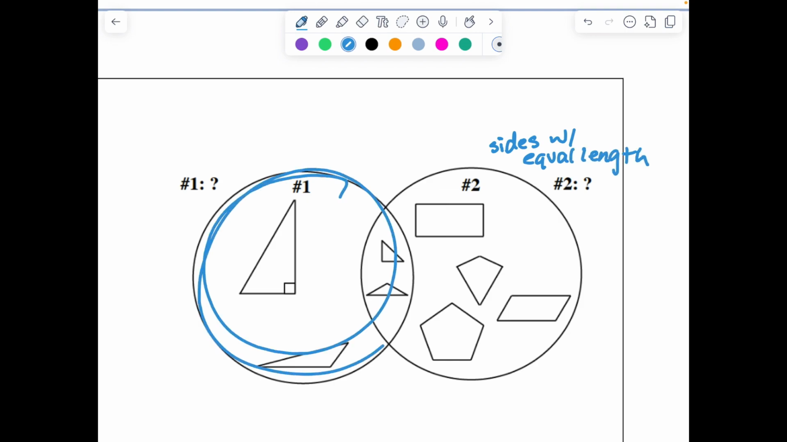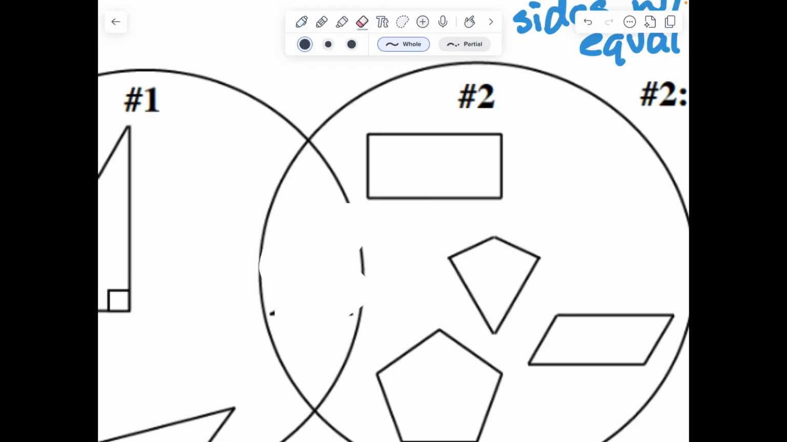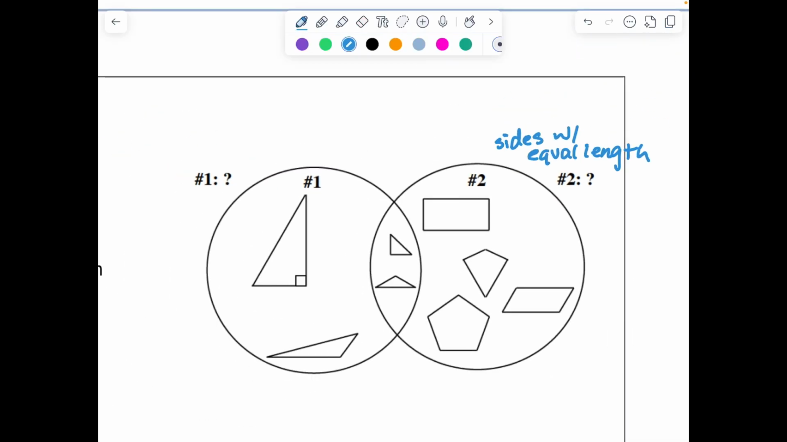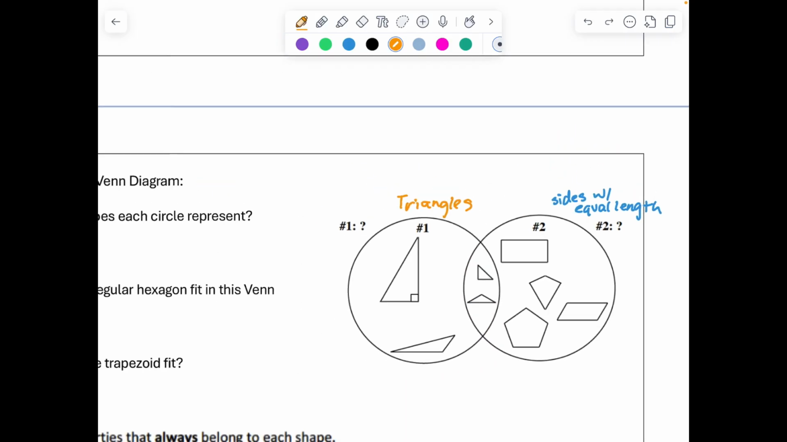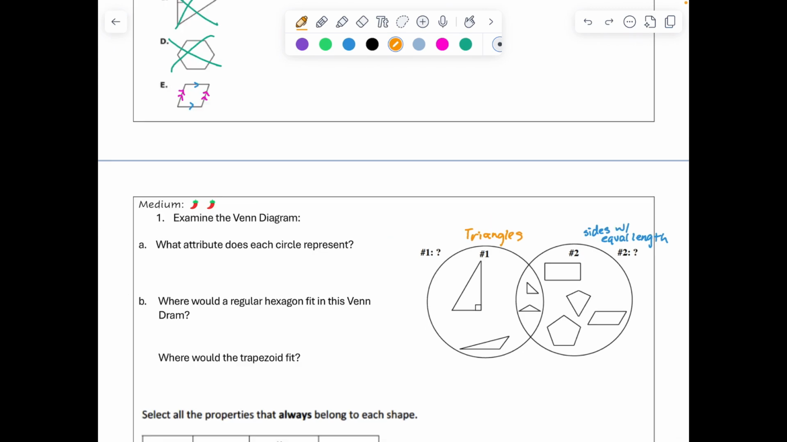And over in circle 1, those shapes don't have equal length, but the middle, we have to make sure those have equal length, and they do. So then the left side over here, maybe this side is all triangles, because the middle shapes are triangles that have equal sides. So that looks like a good designation for each circle.